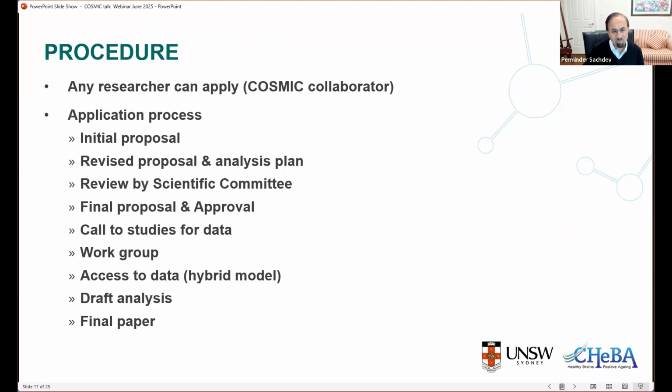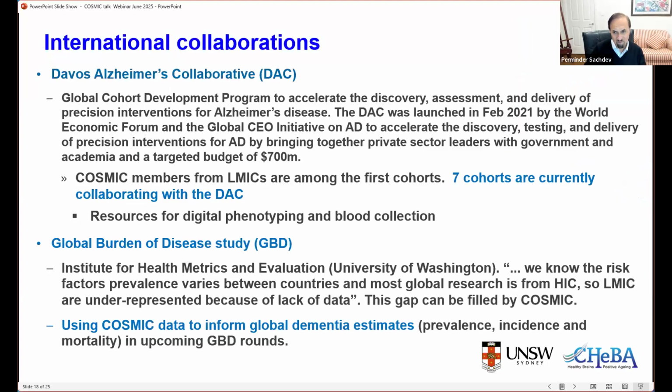Now, any researcher from anywhere in the world can apply for data, although we do suggest that they have a COSMIC collaborator. And the process for application will be discussed by Suzanne after me, so I won't go into the details of this. We are also developing several international collaborations. We did develop a collaboration with the DeVos Alzheimer's Collaborative, although that has not been so productive, but they have actually approached some of our cohorts for deeper phenotyping.